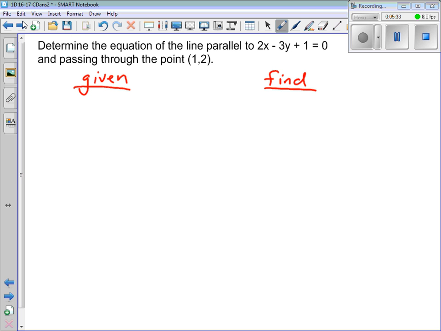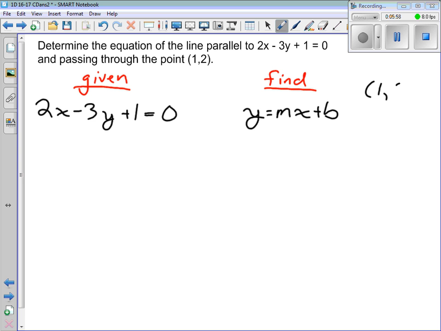The line we are given is 2x minus 3y, not plus 3y, plus 1 equals 0. The line that we're trying to find, we'll just put y equals mx plus b here. And what we know about the line that we're trying to find is that it goes through the point 1, 2. So we'll just list this point over here for the thing that we're trying to find.